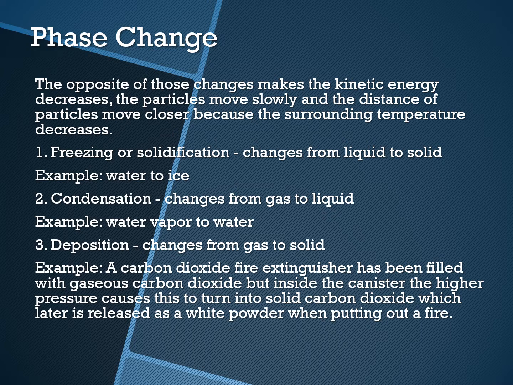Why do these three phase changes happen? Because they are the opposite of the changes before: the kinetic energy decreases, the particles move slowly, and the particles move closer together because the surrounding temperature decreases. So remember, when the surrounding temperature decreases, the distances between the particles become smaller, and their kinetic energy also decreases. It decreases the movement of the particles.